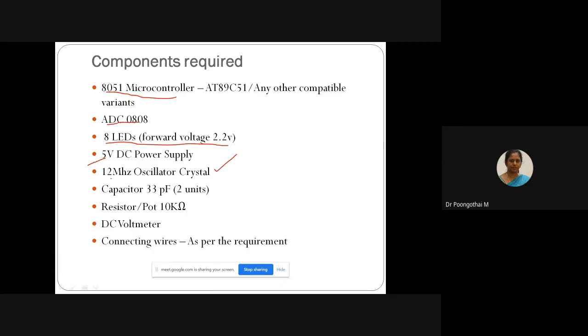This microcontroller requires an external crystal, so we have to supply clock pulses to the microcontroller. Some resistors, capacitors, and a DC voltmeter are needed to measure your analog voltage. So these are the components required.